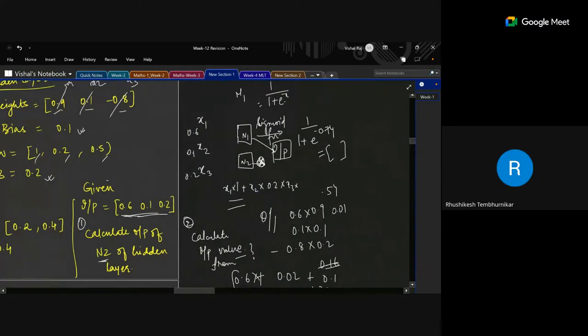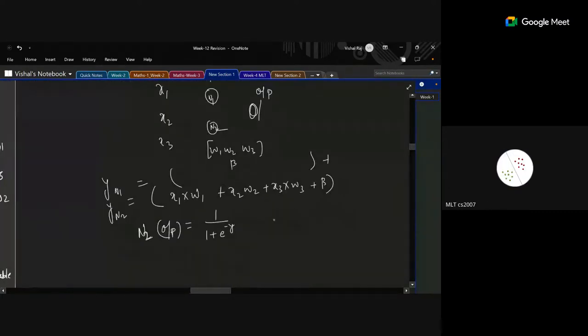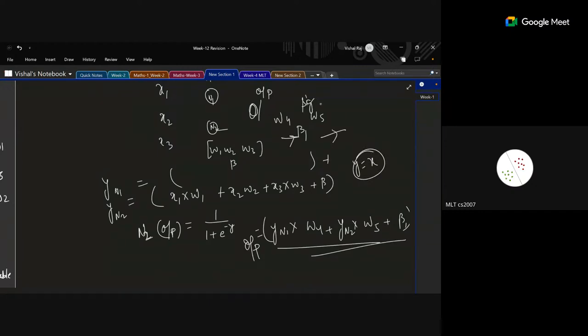One sec. So the output would be y1 into the w output, plus y2 into the w output. Correct. Whatever the output, for example, here it is y4 and y5. It will be y4 plus y5 into w5 plus whatever the bias, B1. Yes, this will be your output because this is a linear function. It's like the identity function, y equals x. So whatever value you are getting here, it will come out. It would be different if you had a different activation function.